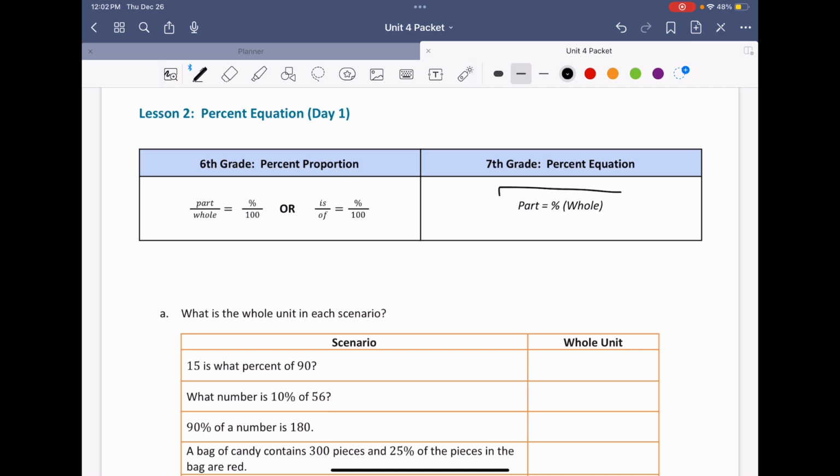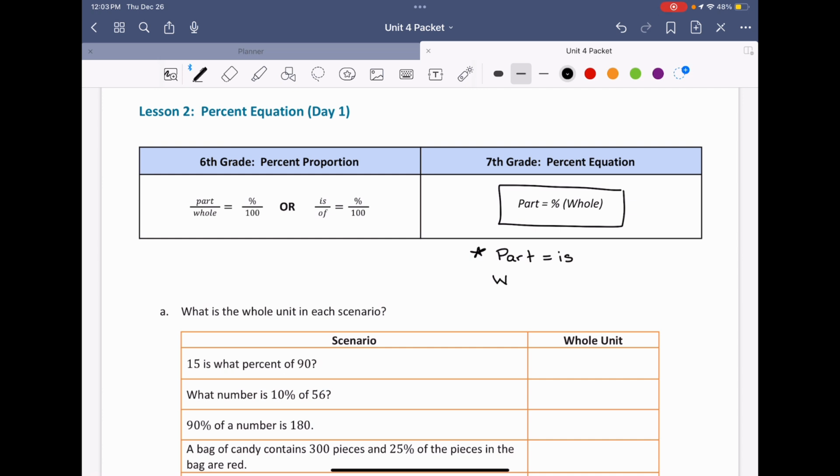Now we're going to be using part equals percent times whole, and we will sort through what each of those pieces mean, okay? A really good thing to keep in mind when we are reading is that the word part, so please put this note on your paper, part usually goes with the word is, and whole goes with the word of. So in deciphering word problems, look for those 2 words, and hopefully that helps us out.